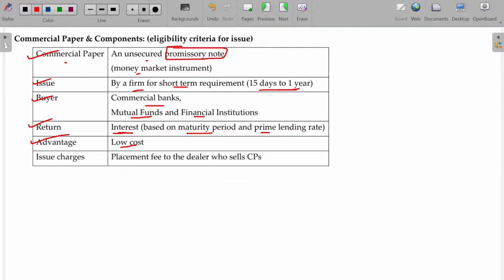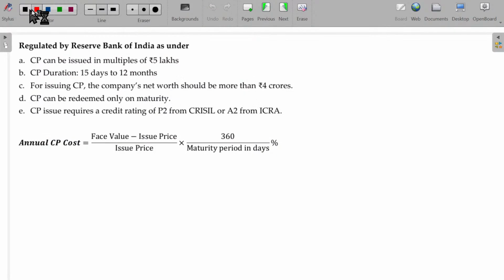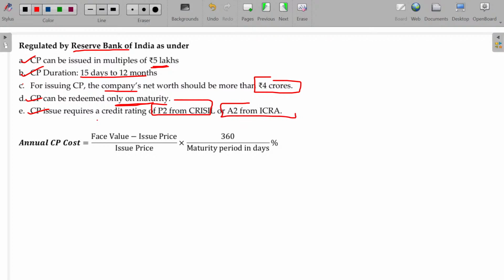Advantage: it may be low cost, with issue charges and a placement fee to the dealer who sells the CPs. Of course, we need to pay the placement fees. That's how commercial papers are issued, which is regulated by the Reserve Bank of India. CP can be issued in multiples of 5 lakhs, and CP duration should be anywhere between 15 days to 12 months. For issuing CP, the company's net worth should be more than 4 crores, else it is not possible. CP can be redeemed only on the maturity date, not before that. And CP issue requires a credit rating of P2 from CRISIL or A2 from ICRA.